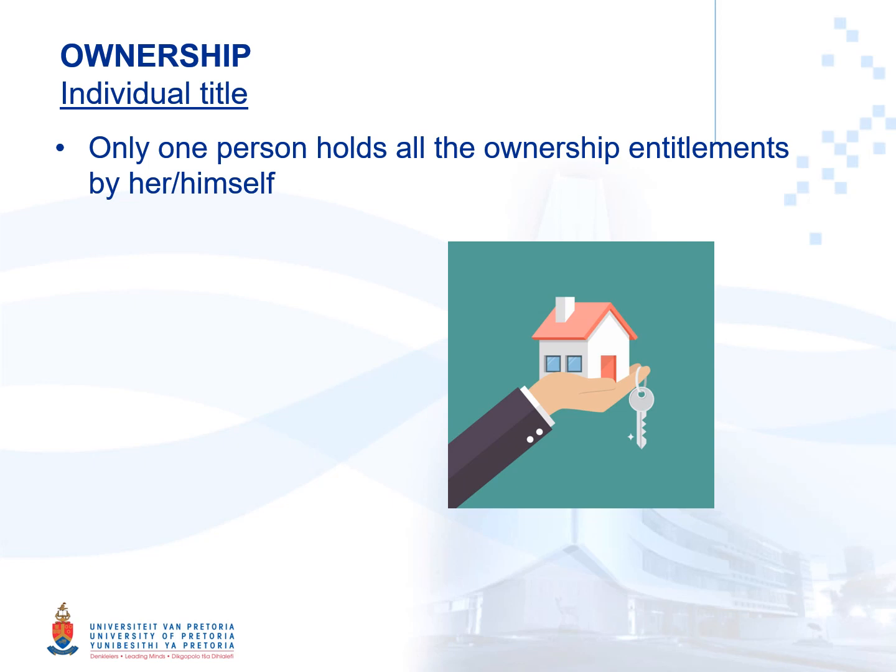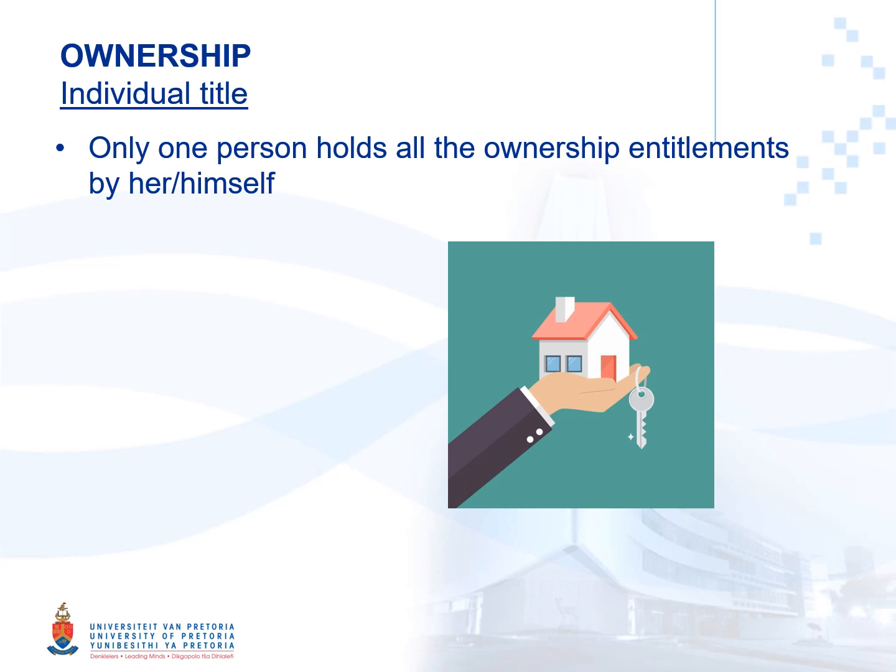Under individual title, only one person holds all ownership entitlements by him or herself, and as I've just mentioned, you can go back to the slides to determine what are these entitlements that an individual title holder, an individual owner, would have over property. Also go back to the slides to determine the concept of ownership that this person has, the theoretical characteristics of this ownership that an individual title holder has. Also determine how the right of ownership of an individual title holder can be limited by objective law, by subjective rights, as well as the Constitution, importantly.